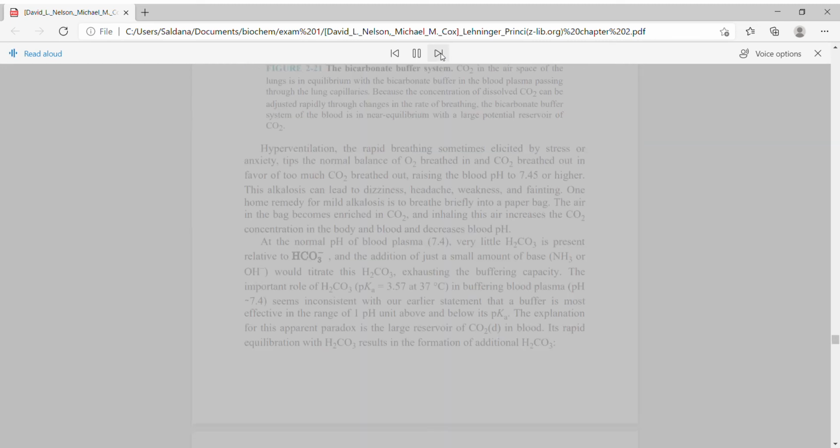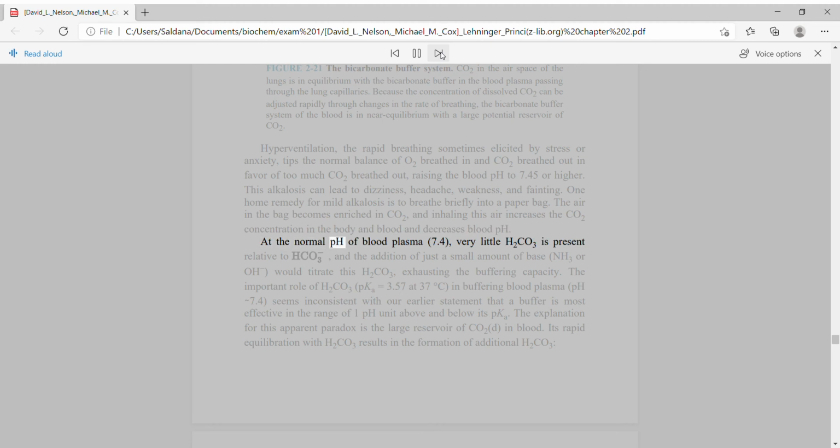Hyperventilation, the rapid breathing sometimes elicited by stress or anxiety, tips the normal balance of O2 breathed in and CO2 breathed out in favor of too much CO2 breathed out, raising the blood pH to 7.45 or higher. This alkalosis can lead to dizziness, headache, weakness, and fainting. One home remedy for mild alkalosis is to breathe briefly into a paper bag. The air in the bag becomes enriched in CO2, and inhaling this air increases the CO2 concentration in the body and blood and decreases blood pH.